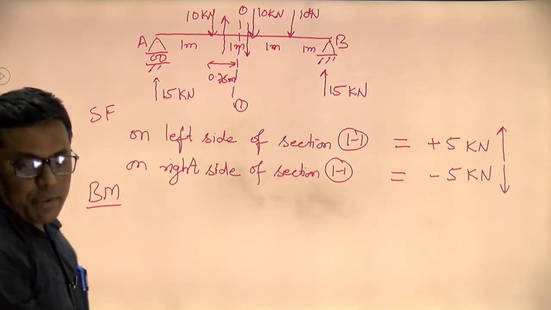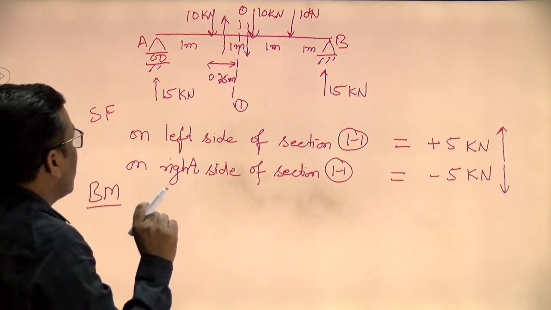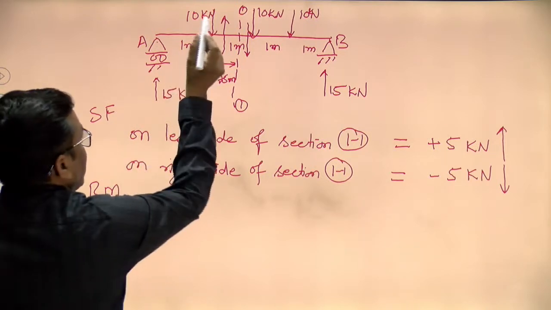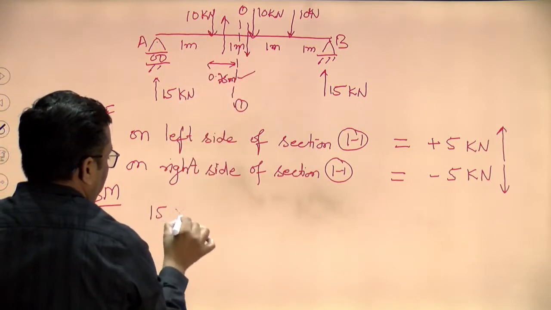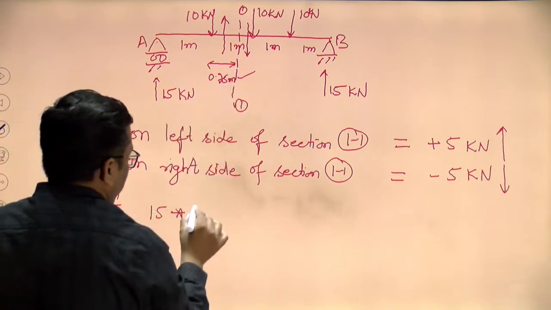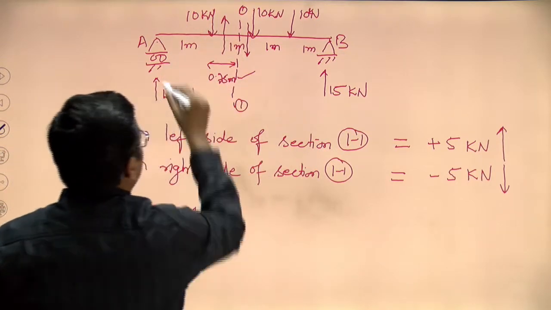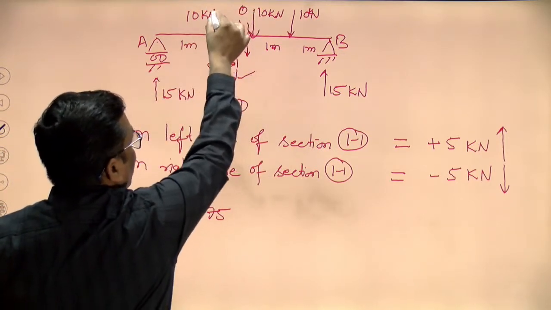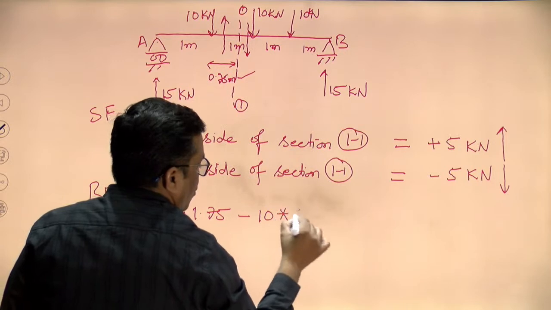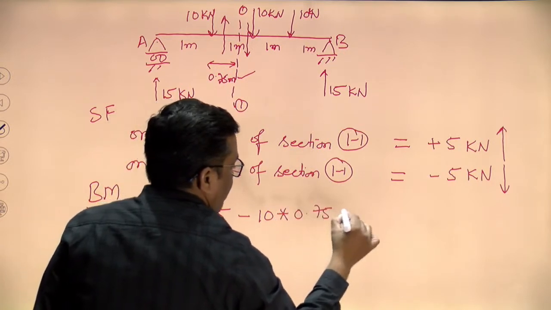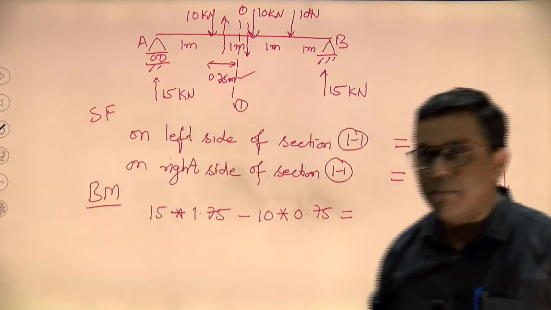Take the algebraic sum of all the moments acting on either side of the section plane. Let me write the equation on the section plane 1-1. What will it be? 15 into, what is the distance? 1.75. Then from 10 kilonewton, it is creating a clockwise moment. This 10 kilonewton is creating an anti-clockwise moment. So minus 10 into 0.75. How much will it be? Just calculate, those who are available in the lecture, please calculate.